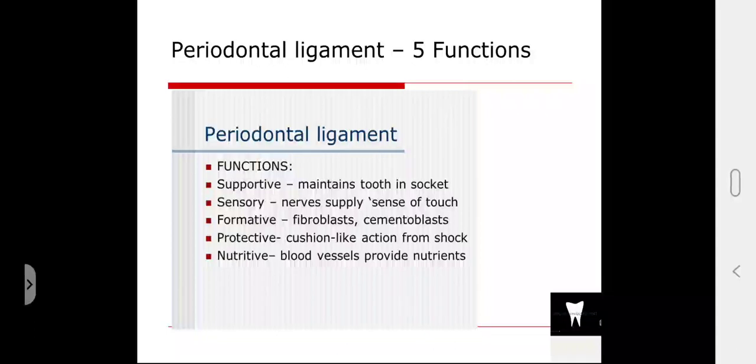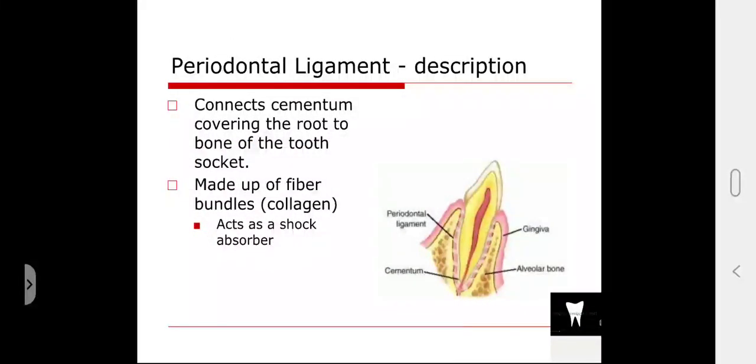But the 5 functions, and this of course is also something boards like to ask about the PDL. We're going to get into another aspect of it that they focus on, but first we'll talk about how the PDL is supportive, sensory, formative, protective, and nutritive. Okay, and we're going to go into these again. The PDL connects the cementum covering the root to the bone of the tooth socket. Made up of fibrous bundles, collagen, which you know is important, building blocks of the tissue. It acts as a shock absorber.